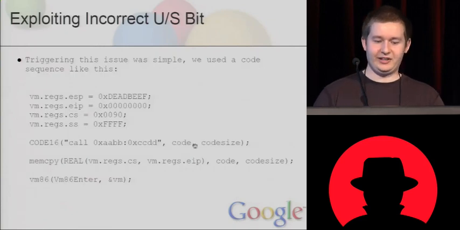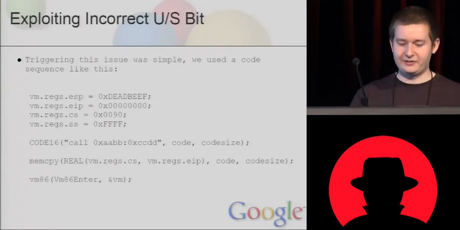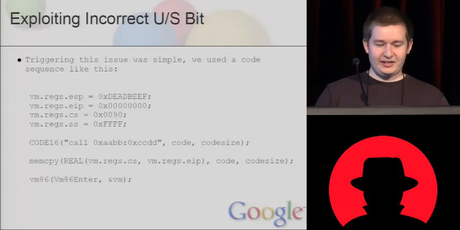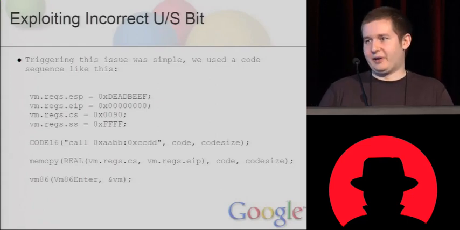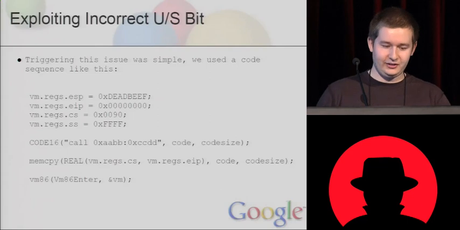So this is how we triggered it. We set some nonsense in ESP and SS so that you'll cause a page fault, because obviously this page isn't going to be present. Then we set CS to 90, which is the magic value for PNP BIOS faults. And then we did this file call, and that was it. Basically, the kernel would just jump to our code at ring 0.